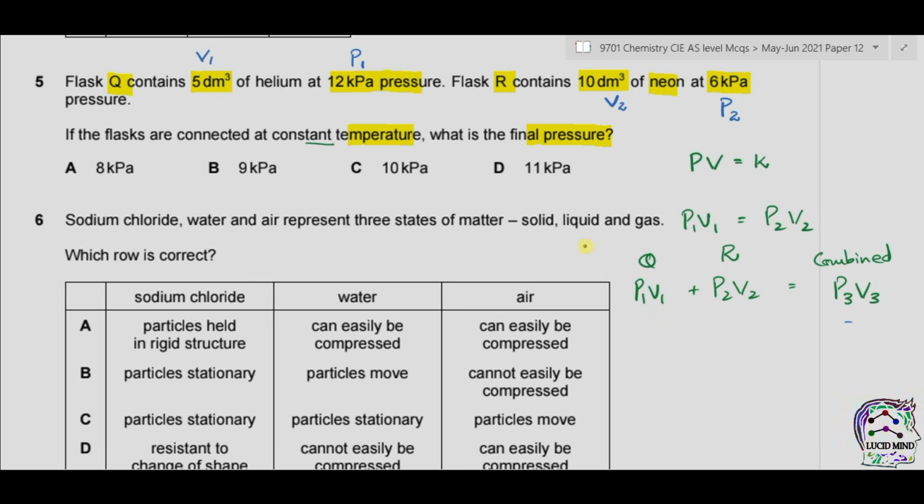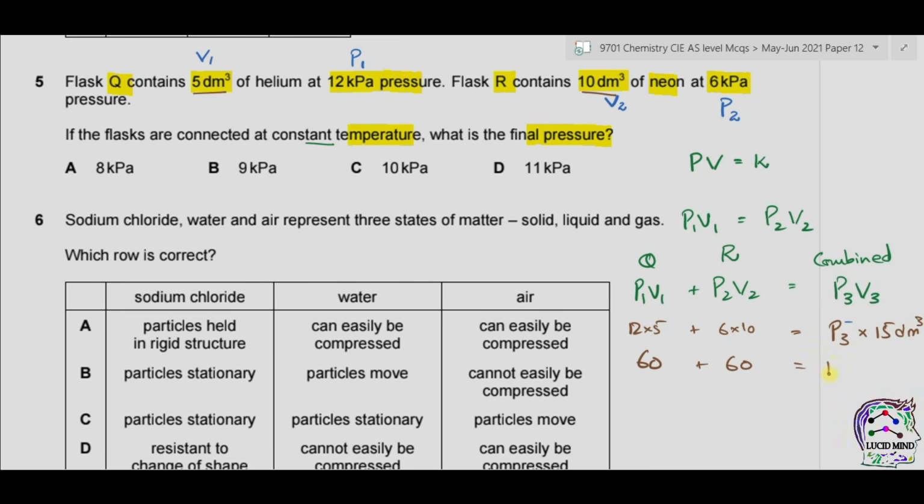Now putting values, P1 is 12, V1 is 5, so 12 into 5 comes equal to 60. For P2V2 we have 6 into 10. Again this is equal to 60. For P3V3 we need to find the final pressure, which is P3, and V3 is the final volume, which is the collective volume of these two. So 10 dm³ and 5 dm³ combine together to form 15 dm³, which is V3.